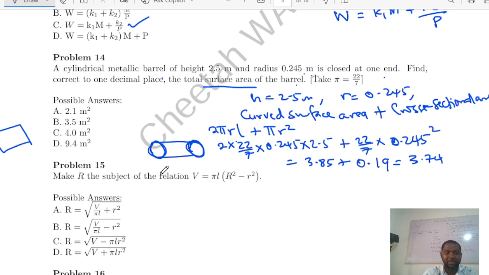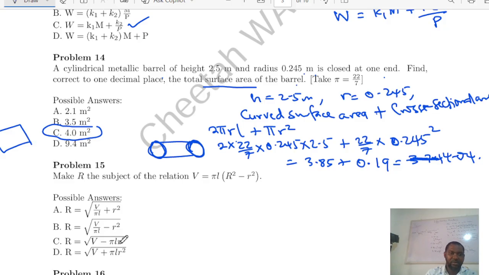Sorry, 3.85, not 3.55. I made a mistake. Plus 0.19 is 4.04. Sorry, 4.04, which is approximately 4. So C is the answer to this question. I hope this is making sense.